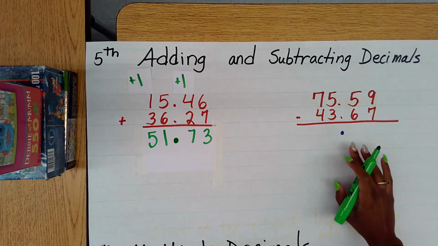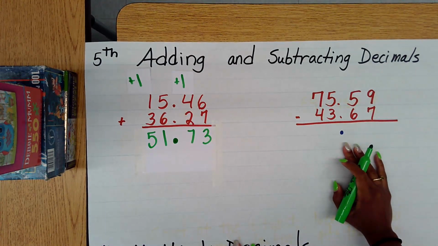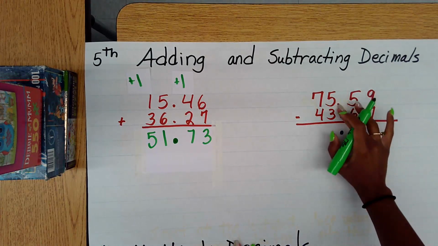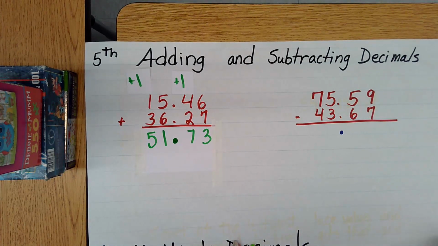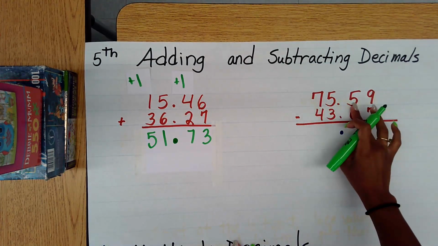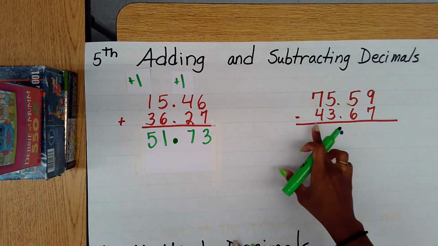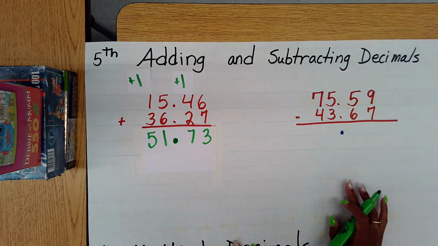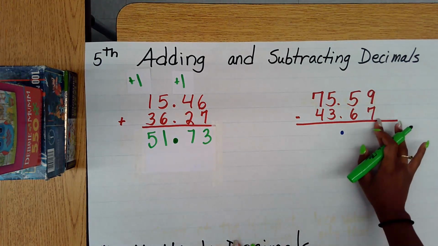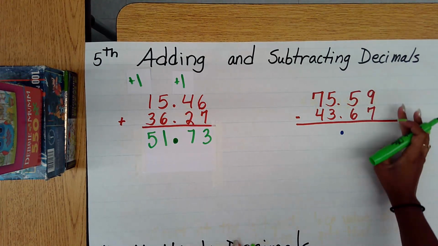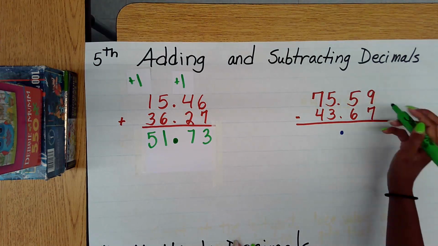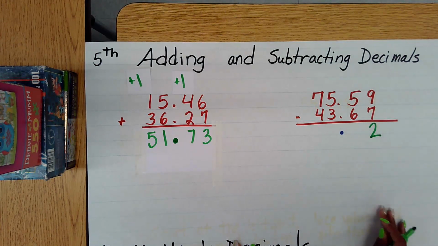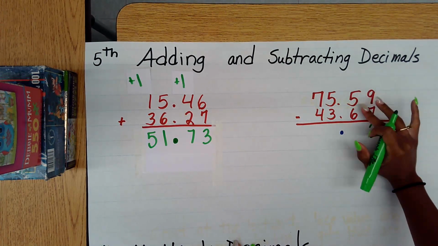In our next example, we have a subtraction problem. Again, I want to make sure my decimal points are lined up together. I have 75 and 59 hundredths minus 43 and 67 hundredths. Again, I want to start in the smallest place value, which is the hundredths place. 9 minus 7 gives me 2. Then I have 5 minus 6.